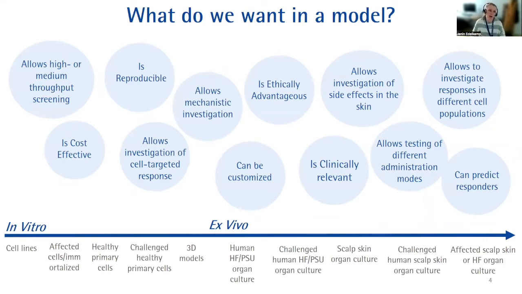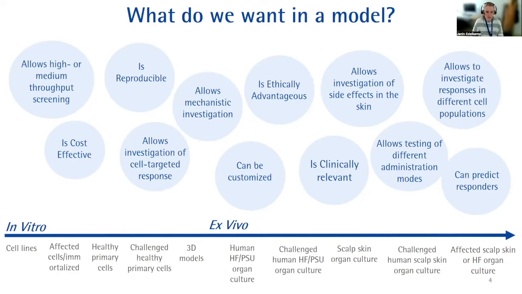So I think it should allow high or medium throughput screening, be cost effective, reproducible, allow the investigation of cell-targeted responses, mechanistic investigation, but still we also want to be able to customize the model. They should be ethically advantageous compared to animal models, clinically relevant, and also allow us to investigate side effects on the skin when we are manipulating, for example, the hair follicle. We would like to have different administration modes and also maybe potentially already segregate patients for clinical studies by predicting responders or non-responders for certain therapies or approaches.